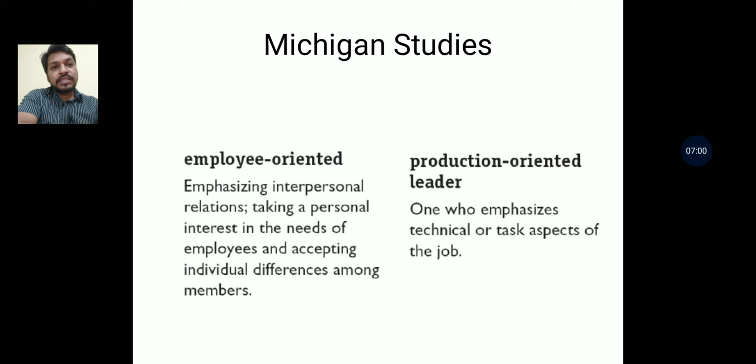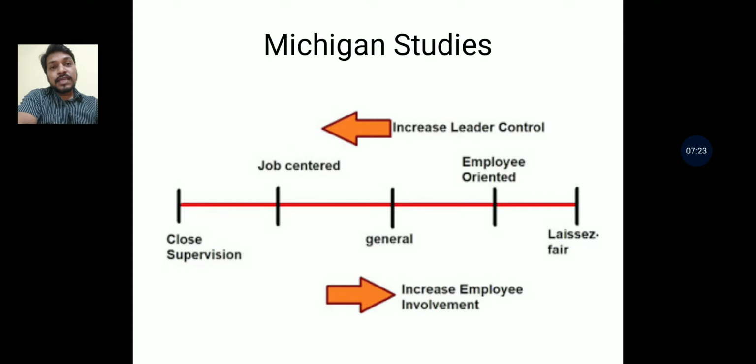Michigan studies basically focused on two kinds of leadership. One was employee oriented, a leader having good relations with the employees of the company, or a leader who is totally concerned about production and nothing else. He's not concerned about employees, he's just concerned about the task at hand, the production at hand. So these are the two parameters on which the Michigan studies made their entire study.